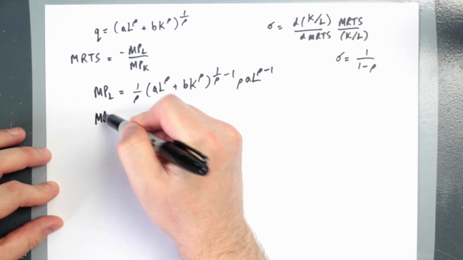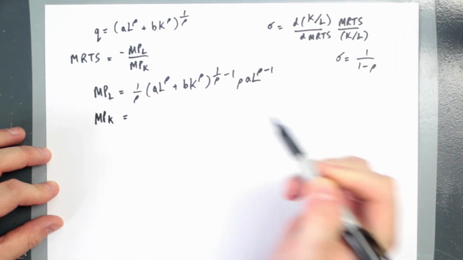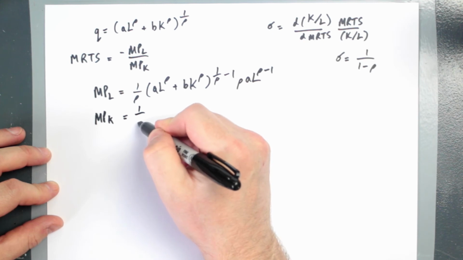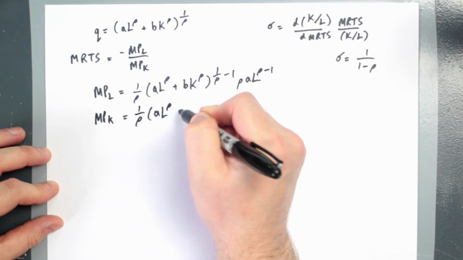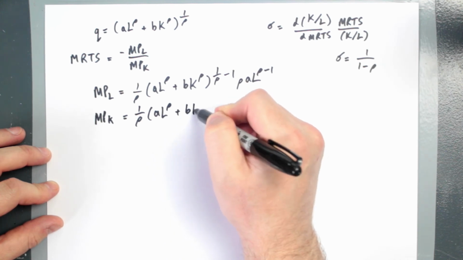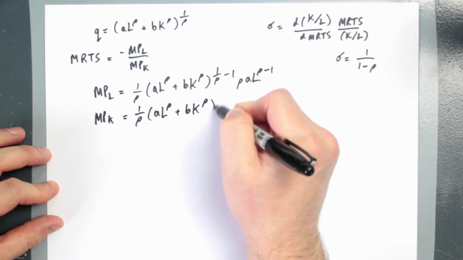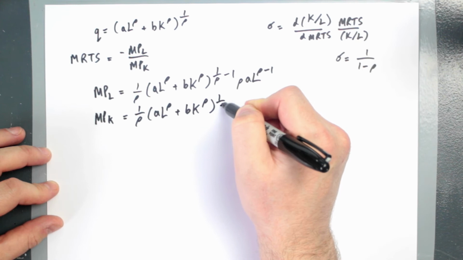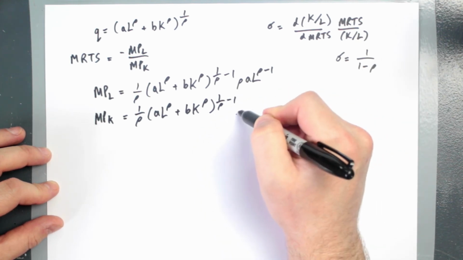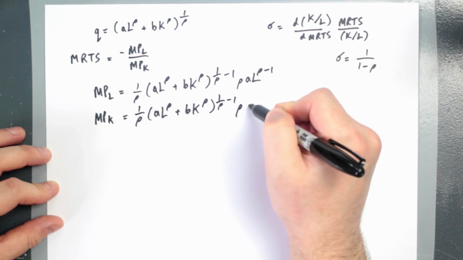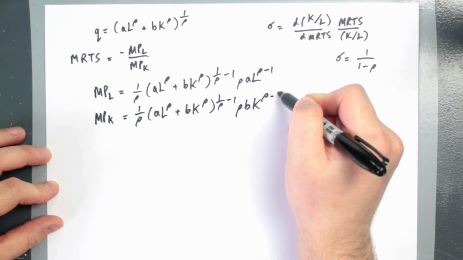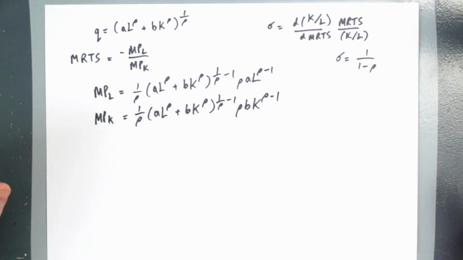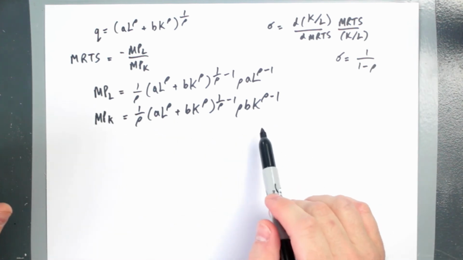The marginal product of capital is going to look quite similar. So it's 1 over rho, the first part is identical, the 1 over rho minus 1, and then we multiply by rho times B times K to the power rho minus 1. So these are the marginal products.